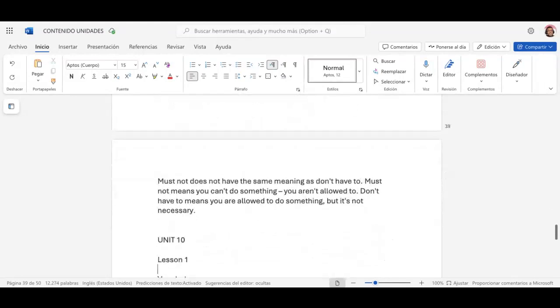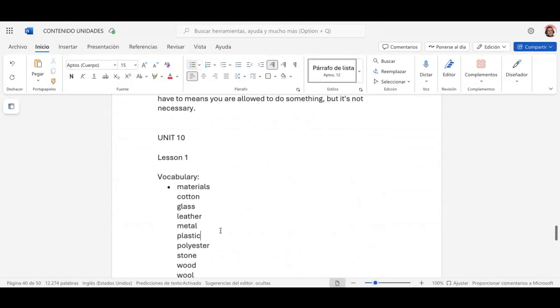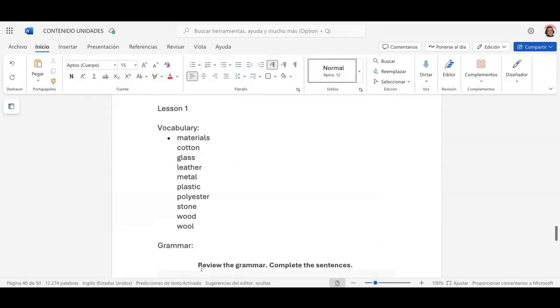Okay, thank you. Let's go with unit 10. Could you please help me with the vocabulary section? Materials: cotton, glass, leather, metal, plastic, polyester, stone, wood, and wool. Thank you. Exactly. As you can see, they are materials for clothes.